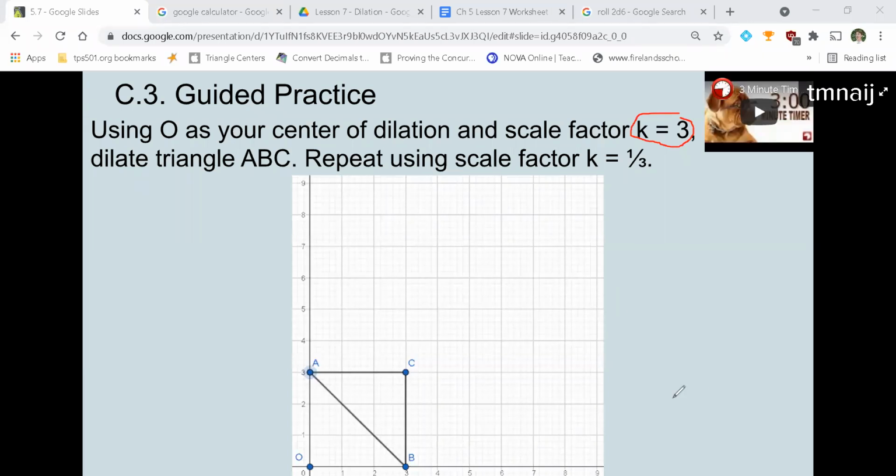I can tell you that's going to end up being really big. And then once you're done doing that one, dilate it by a scale factor of a third. That one's going to end up being really itty bitty. And then we'll check your answer in 3 minutes. Might need longer than that, we'll see. And then you'll have the rest of the hour to work.